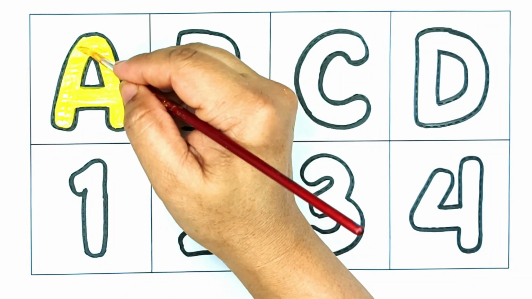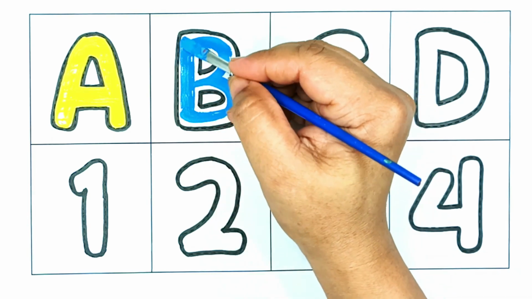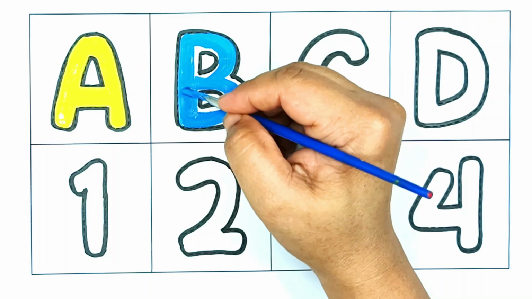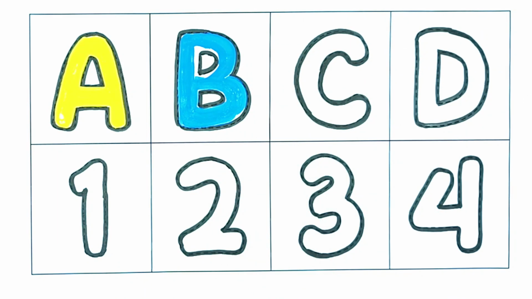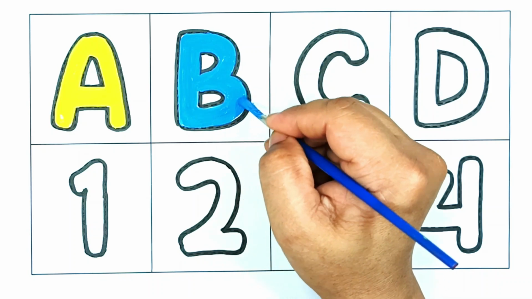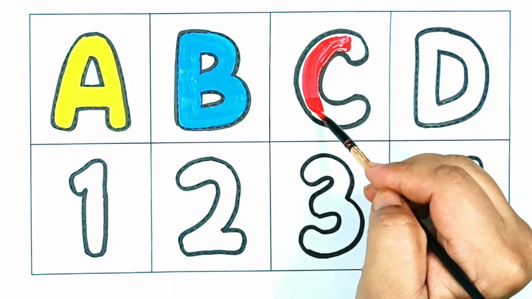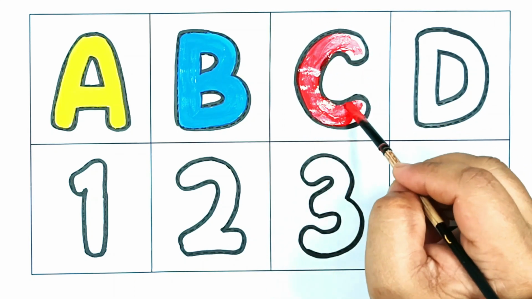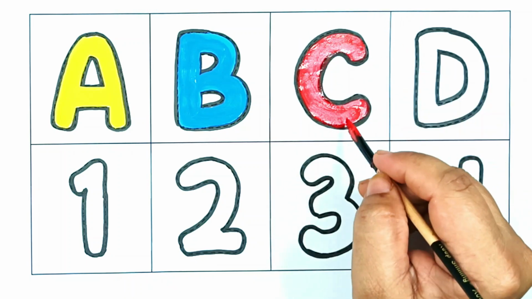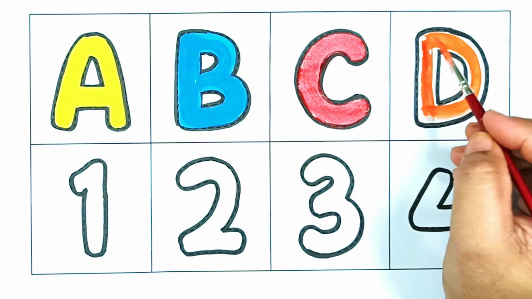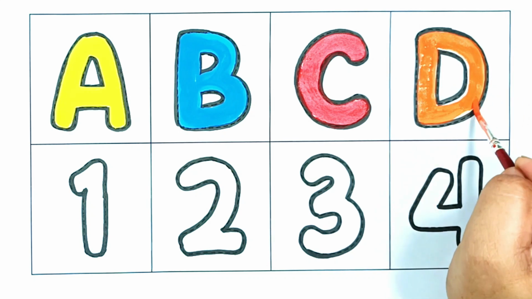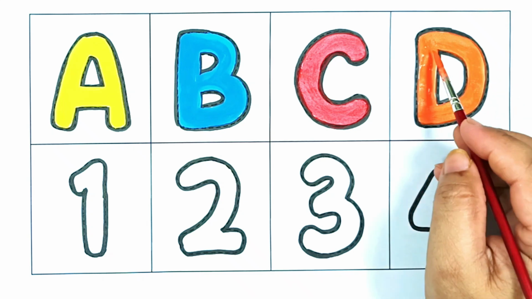A for apple, A for apple. B for ball, B for ball. C for cat, C for cat. D for doll, D for doll.